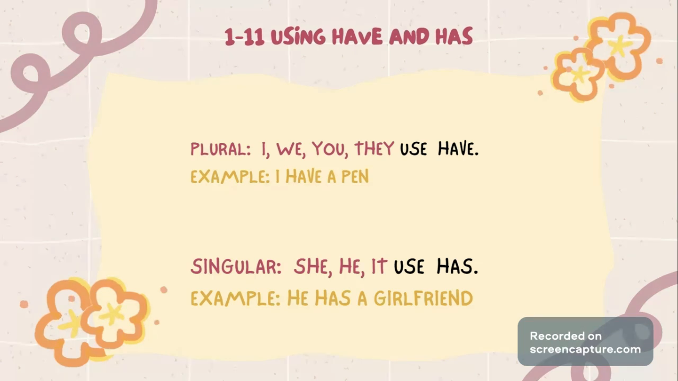Example: I have a pen. Because the subject is I, we have to use have. And for the singular, we have she, he, it. It uses has. For example, he has a girlfriend. Because the subject is he, we have to use has. Okay, do you got it?